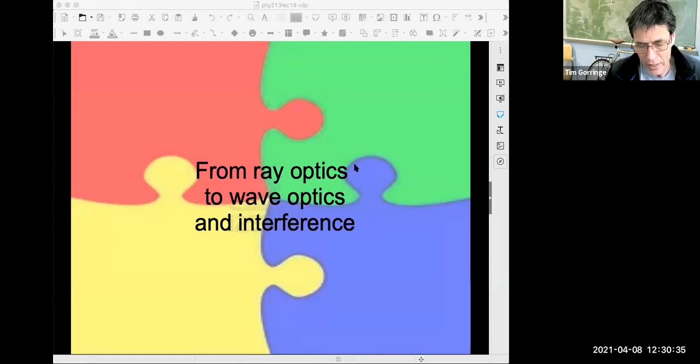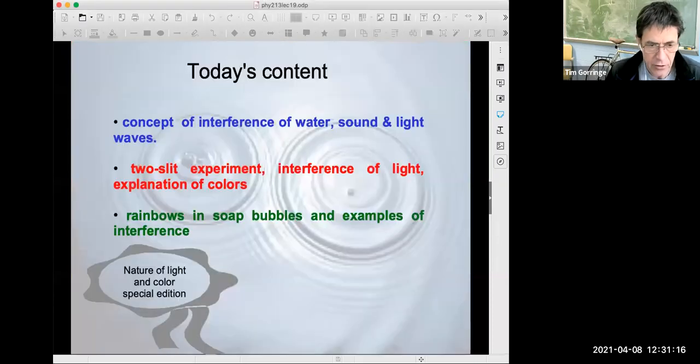Today's class, we're going to move on from ray optics, that's reflection of light by mirrors and refraction of light by lenses. And we're going to move on to wave optics and phenomena of interference that we'll talk about in today's class. And then phenomena of diffraction that we'll talk about next Tuesday's class. Both of those are wave characteristics, wave properties of light. So that's the basic plan for today's class and for next class.